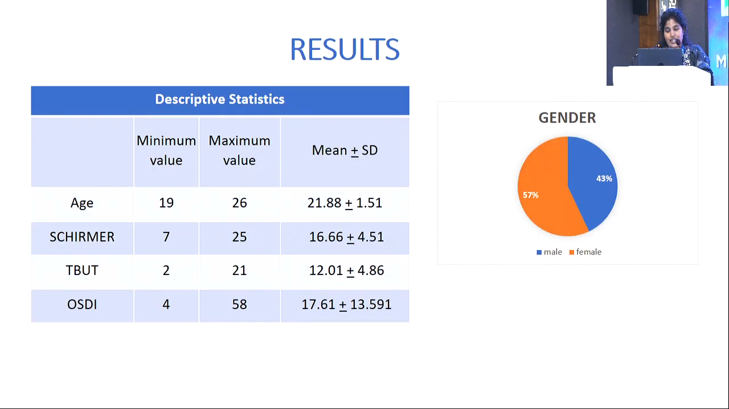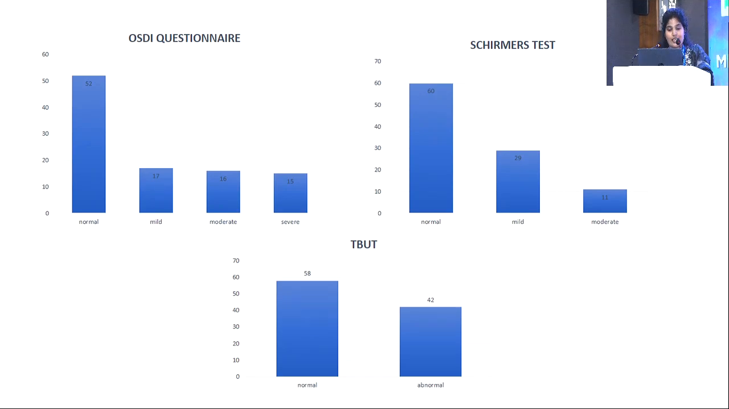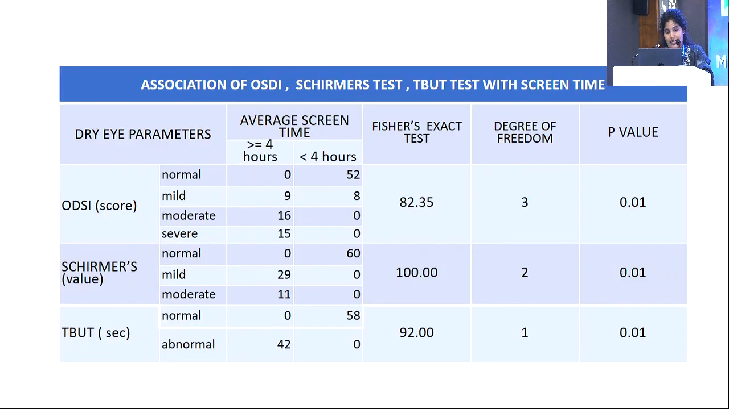The mean age of the study population is 21.88. In the OSDI questionnaire, 52% of the sample is normal, 17% has mild dry eye, 16% has moderate dry eye, and 15% has severe. In the Schirmer test, 62% of the study sample is normal, 29% has mild dry eye and 11% moderate. In tear film breakup time, 58% is normal and 42% is abnormal.